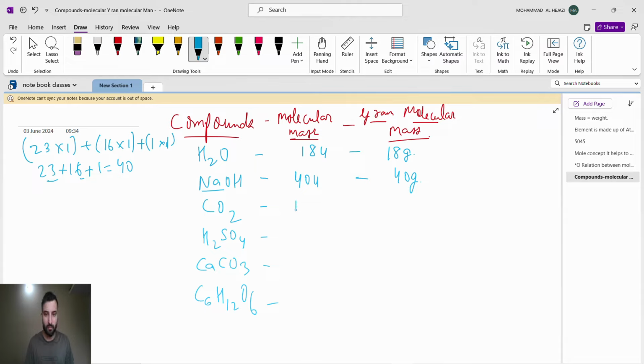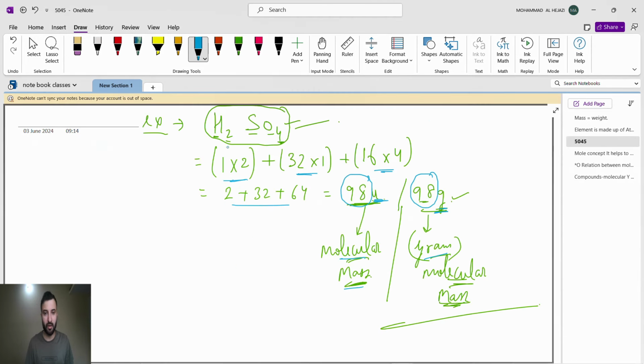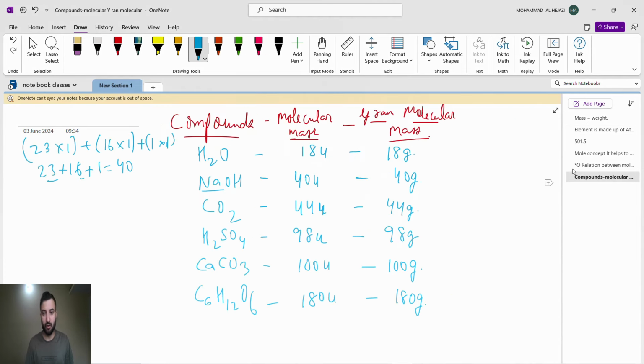Same for CO2, 44 U. We'll write 44 gram. This is U, okay. H2SO4 is 98 U, so 98 gram. CaCO3 is 100 U, so it's 100 gram. C6H12O6 is 180 U, 180 gram. So how do we get these values? By using the same concept, which I have done here. Okay.